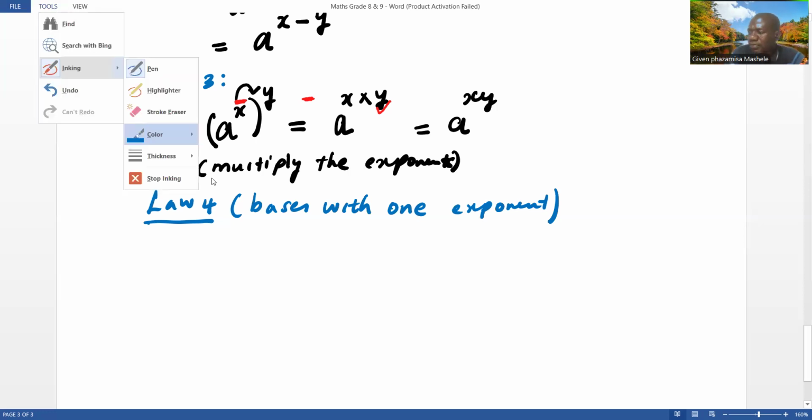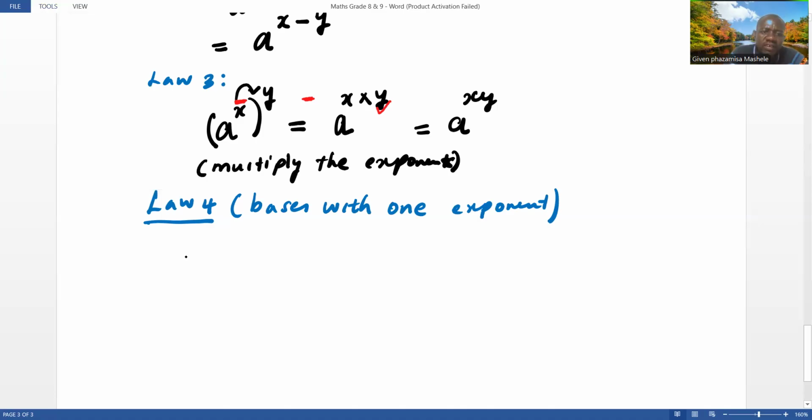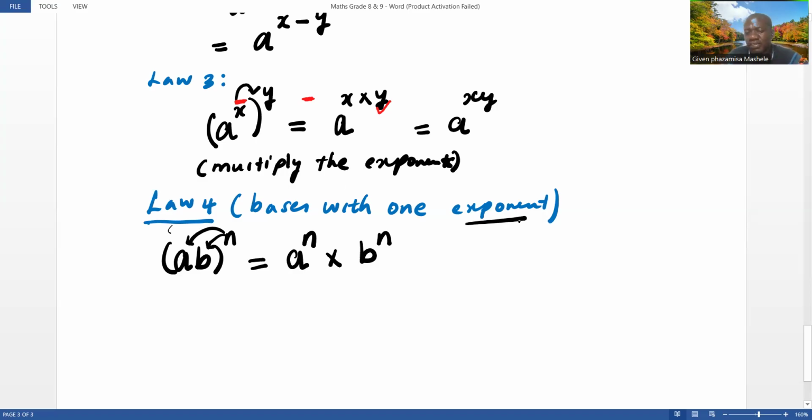This is law 4. It says when we have a times b to the exponent of n, you see, we have one exponent, but with multiple bases. Here we have two bases, a and b. A and b are the bases. So this is the same as a to the exponent of n multiplied by b to the exponent of n. So what we can do is just put the exponent on each base. So this is law 4. When we have multiple bases with one exponent, we can just put the exponent on each base.